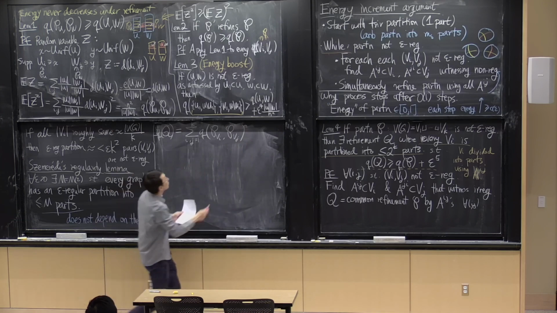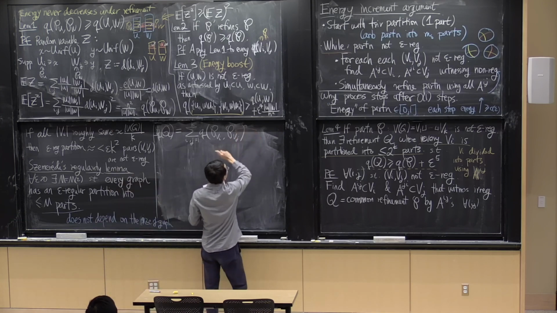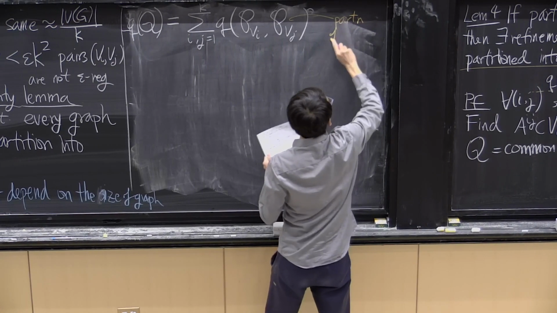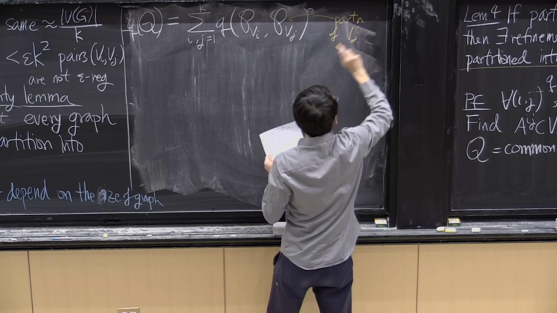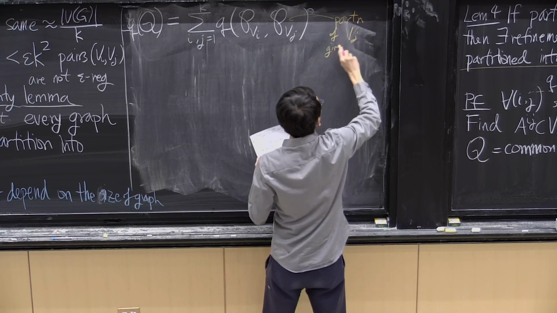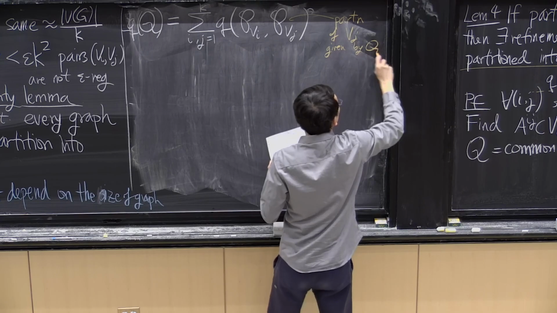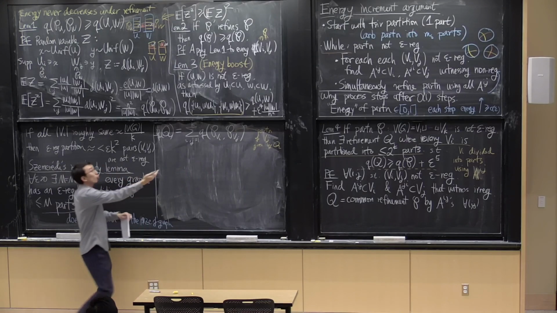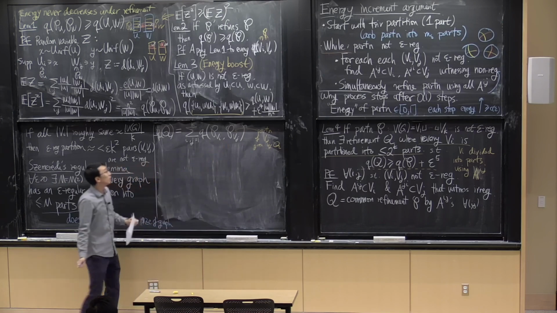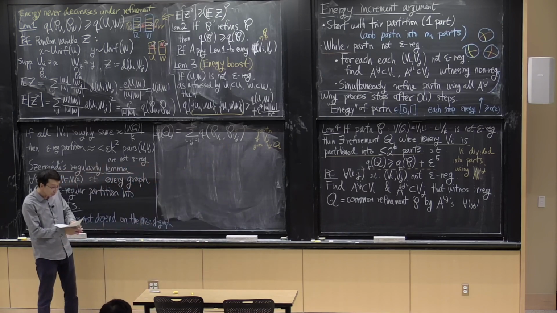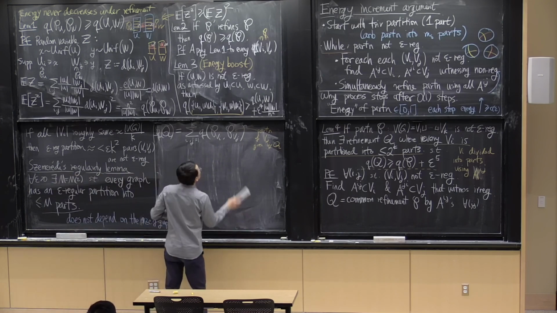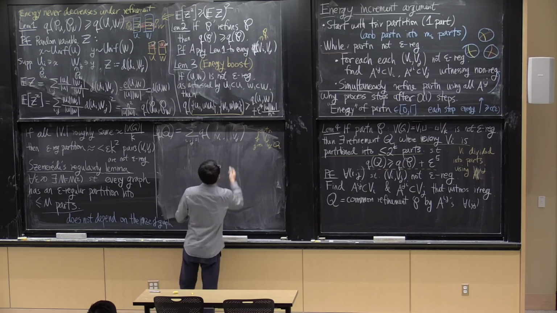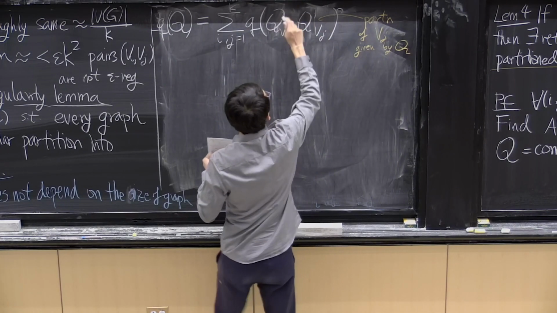And by this P sub V_i, P sub V_j, I mean the partition of V_j given by Q. So what happens after you cut up V_i? So that's what I mean by P sub V_j. Or rather, I should call it Q sub V_i, Q sub V_j. Okay.